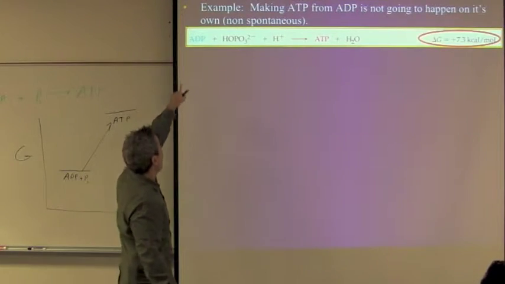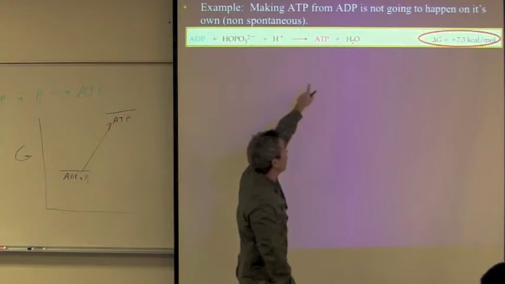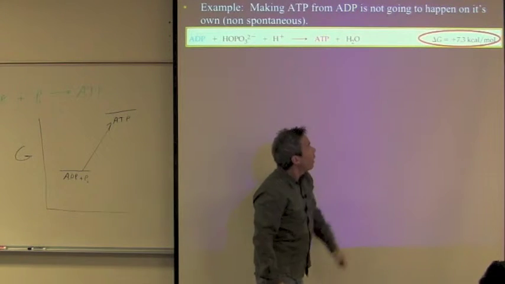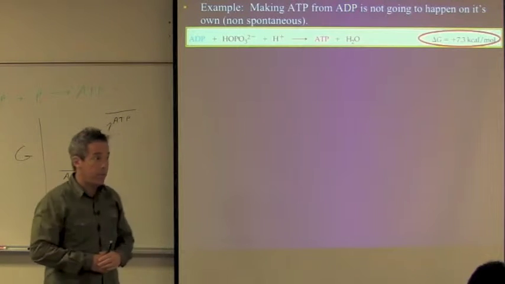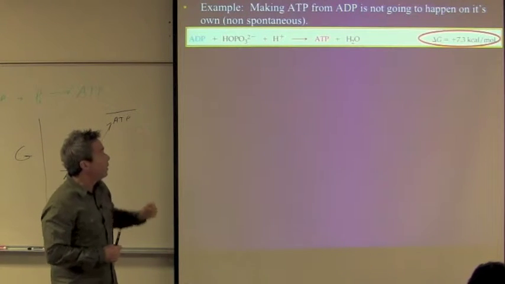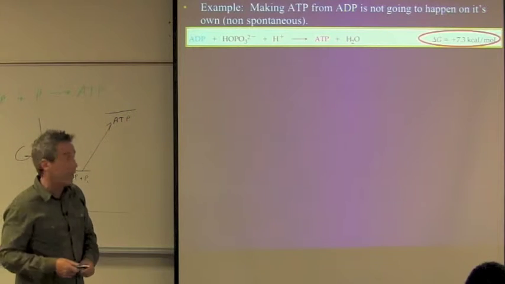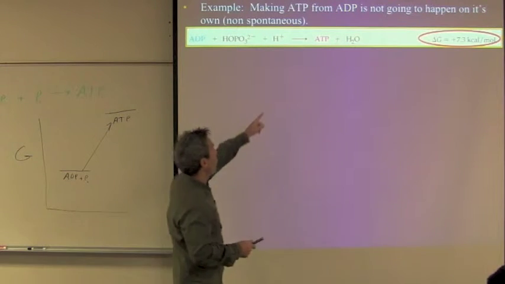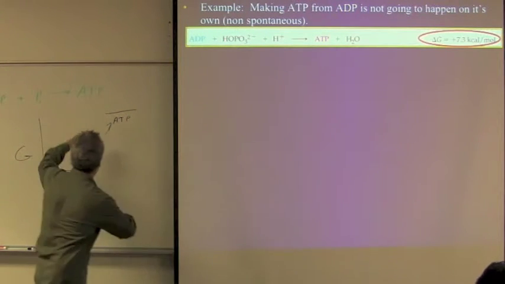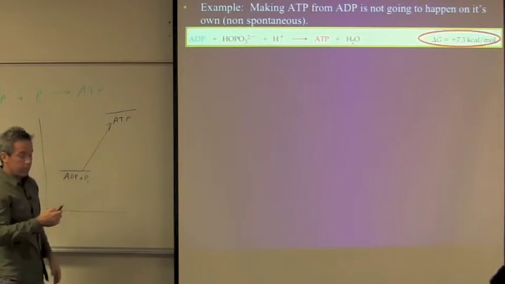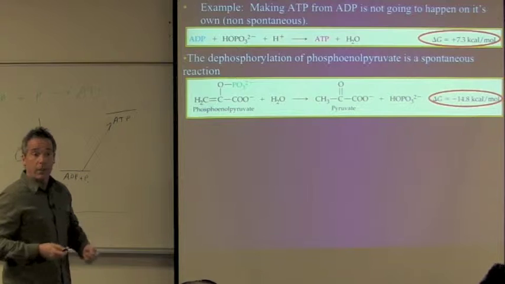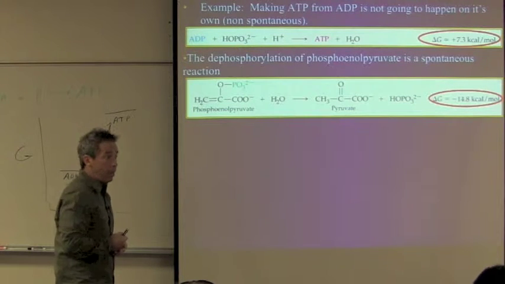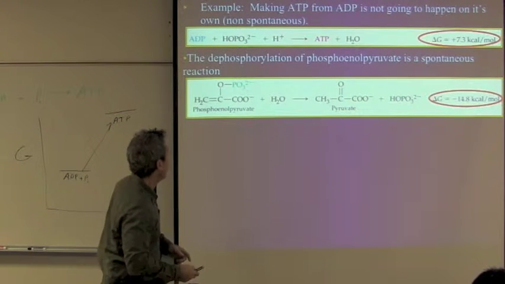For this reaction, ADP plus a phosphate to go to ATP, the change in energy is 7.3 kilocalories per mole. That means for every mole of ADP, it takes 7.3 kilocalories of energy to convert that to ATP. That's this difference in energy here. Not going to happen on its own. What nature does is couples that with a reaction that gives off energy.